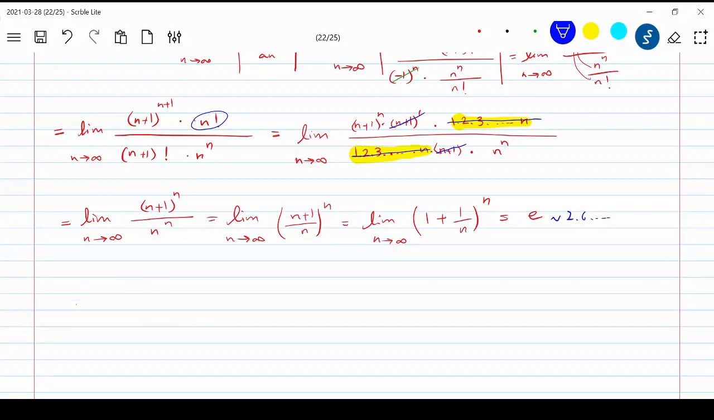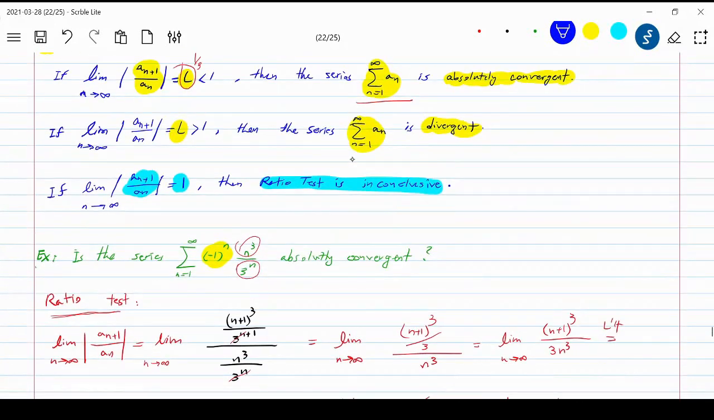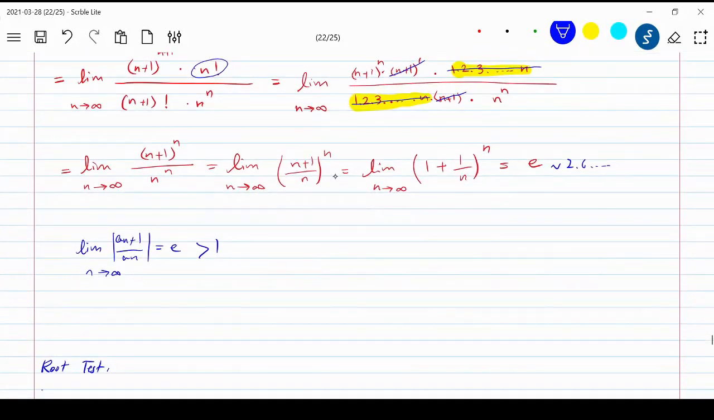And so what do I know? I know I got the limit of a_(n plus 1) divided by a_n, and I end up with e, which is greater than 1, as n approaches infinity. And what does that tell me? That tells me the sigma of a_n must be divergent. All this work was just to show that the sigma of a_n, in this case, let me go back up here.